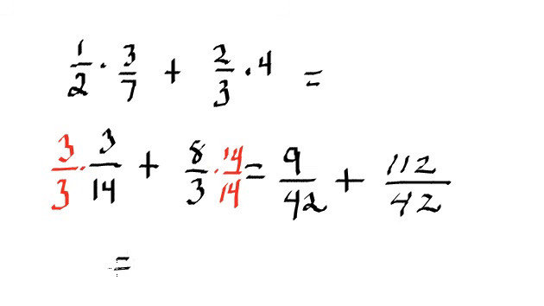So we're going to rewrite our denominator, which is 42, and now we're going to add the numerators. So that would be 112 plus 9, which is 121. Now the question is, will this reduce down any? And the answer is no. So this is not going to reduce down any at all, right? There's not a number that goes into both 121 and 42 for this to reduce down at all.